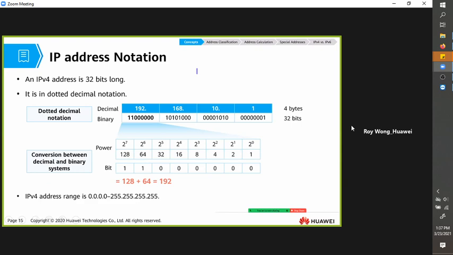Okay, so for the conversions, they actually have one formula. So we have 2 power 7. Normally we're using this one. But after you already master this, you don't need to use this formula. When you look at the number, you already know what is the decimal for that.